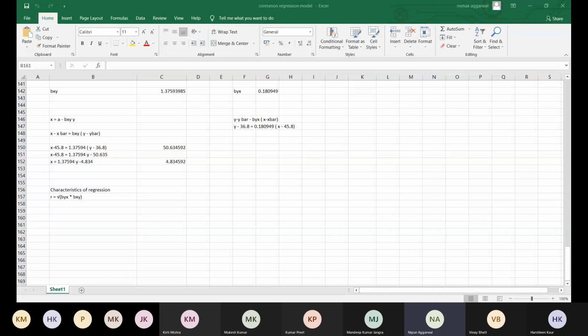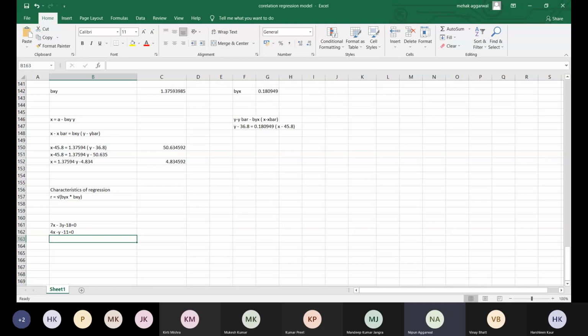Yes, sir. So the first line is 7x minus 3y minus 18 is equal to 0. This is the first regression line. And the second is 4x minus y minus 11 equal to 0. So this will be your second line. These two regression lines are given to you.